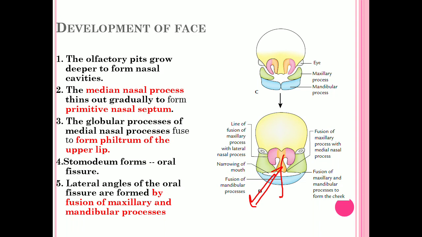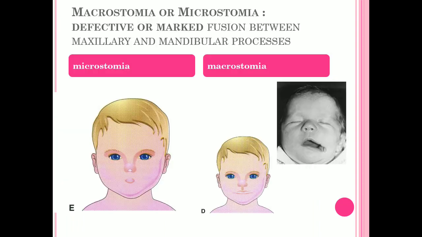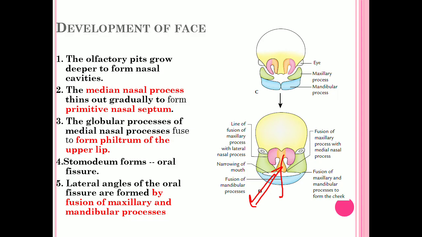Now the maxillary processes of both sides, they move towards each other. These two maxillary processes, which are the greenish one, they move towards each other and they fuse with the lateral nasal process below the eye. This is eye, primitive eye, and below the eye this maxillary process is moving towards the lateral nasal process, and they fuse with each other.